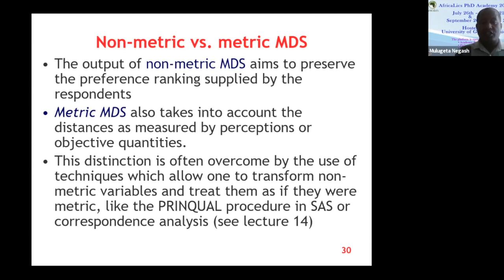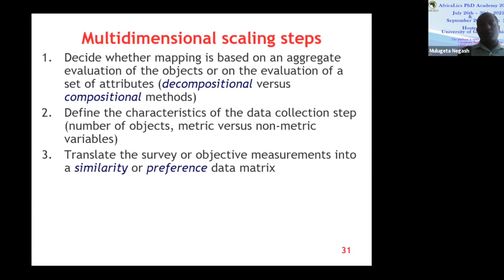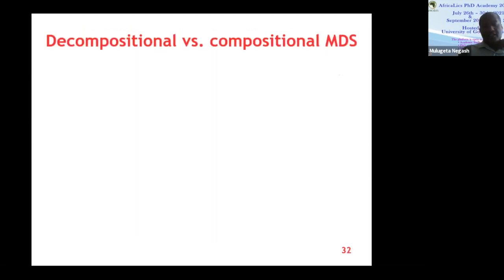This distinction is often overcome by the use of techniques which allow one to transform non-metric variables and treat them as if they were metric, like PROFIT, PREFMAP, or correspondence analysis in the next points. The other one is multidimensional scaling. We do have four procedures in multidimensional scaling.